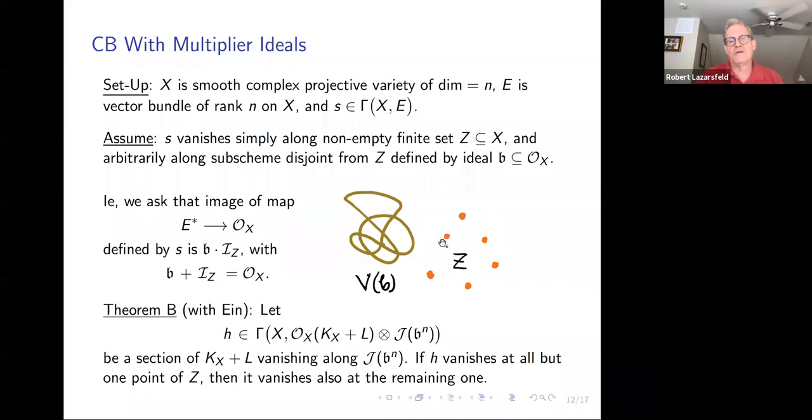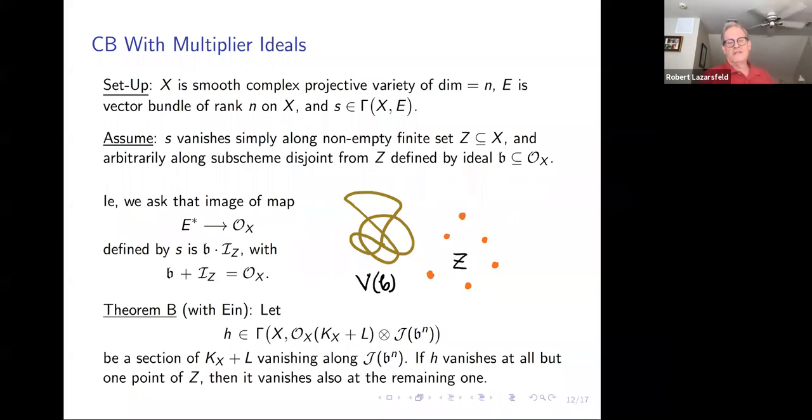So the picture is a zero locus like this. You get a nice set of points Z and whatever you like away from Z. And to define this ideal B a little bit more carefully, remember that a section gives us a map from O to E and hence from E dual to O_X. And the image of that map is an ideal sheaf. And we ask that the ideal sheaf be B times the ideal of this Z and that their supports should be disjoint. So the ideal sheaf B is whatever ideal this section generates, the zero locus of this section away from Z. Okay, so what's the theorem?